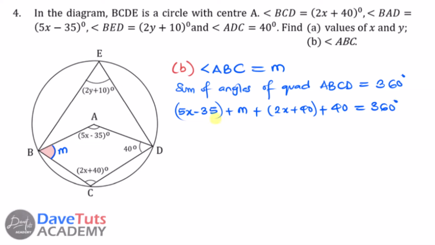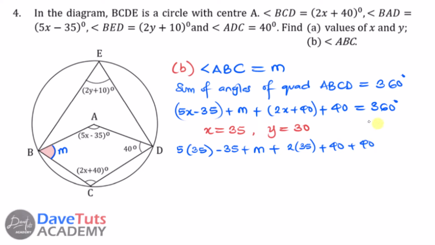But if you recollect from our initial solution, we have gotten the value of x and y, that x is 35, while y was 30. But y is not even reflecting here at all. We only have x, so we can just say 5 multiplied by 35 minus 35 plus, now our unknown is M, plus 2 multiplied by 35, plus 40, then again plus this other 40.